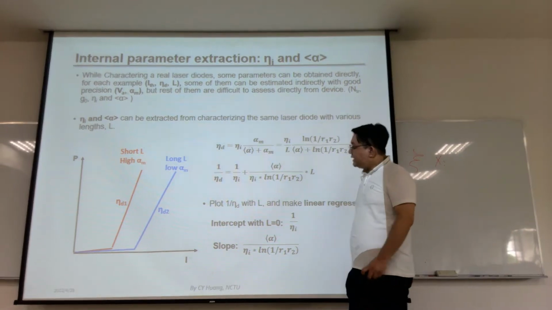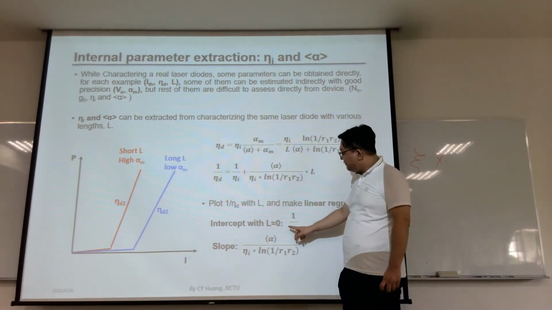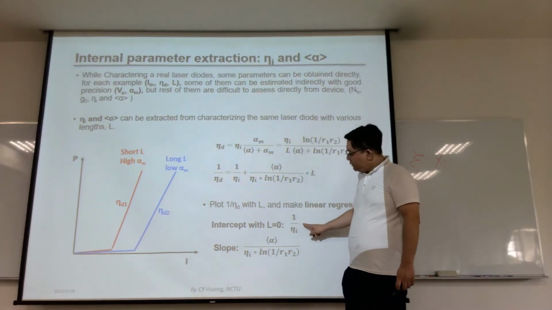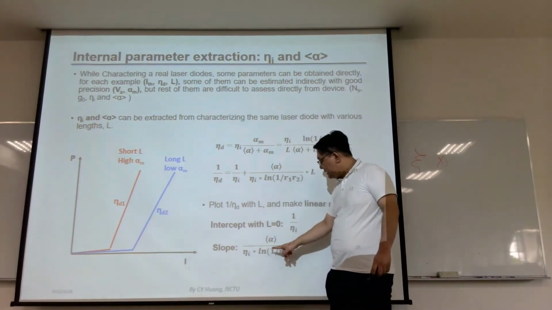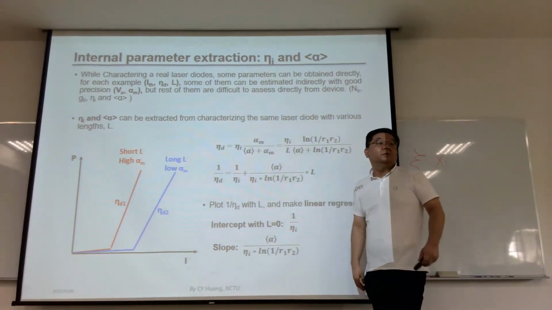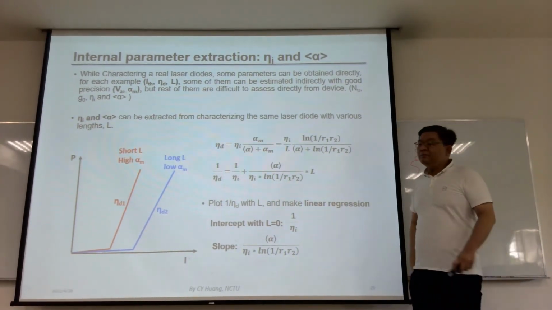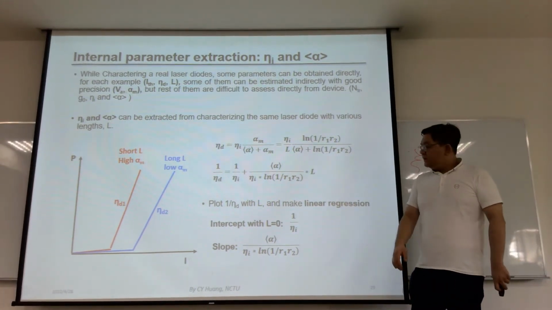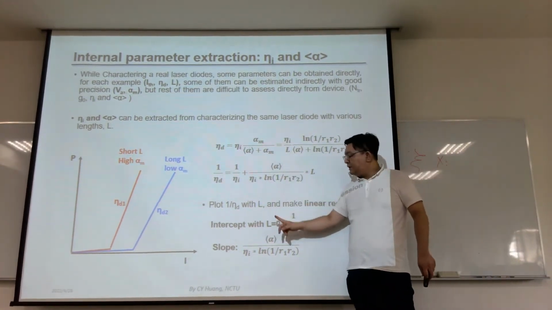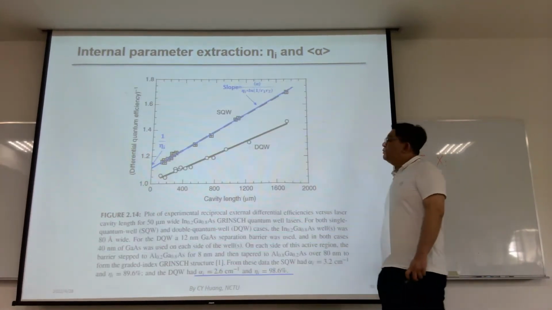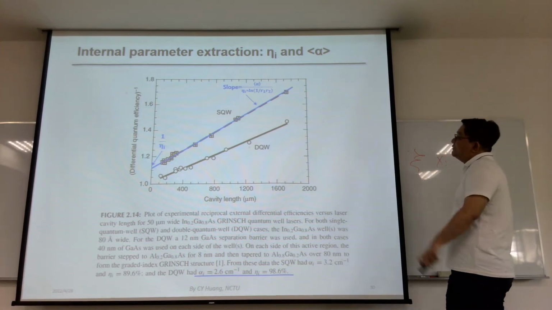So since we have its intercept, we can solve for zeta I. With zeta I, R1, and R2, we can calculate its internal loss. So we can really evaluate the internal loss and the injection efficiency via experiment. This is the case, for example.